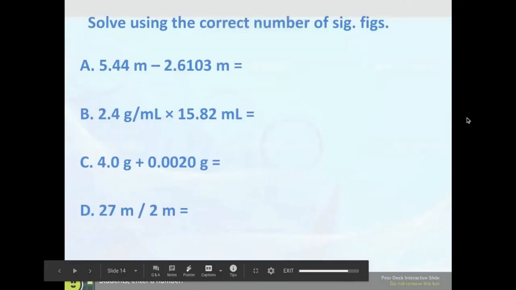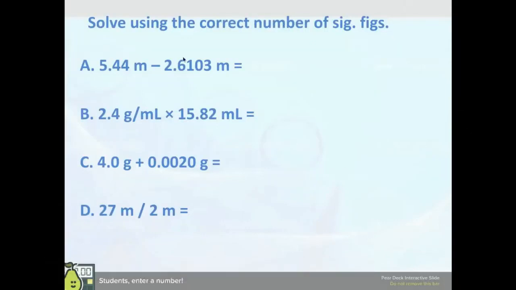When we're looking at these examples, here we're subtracting, so we're looking after the decimal, so 2 and 4. Calculator is going to give us 2.8297, and so we're going to want to keep 2 after the decimal, so we would round that to 2.83.